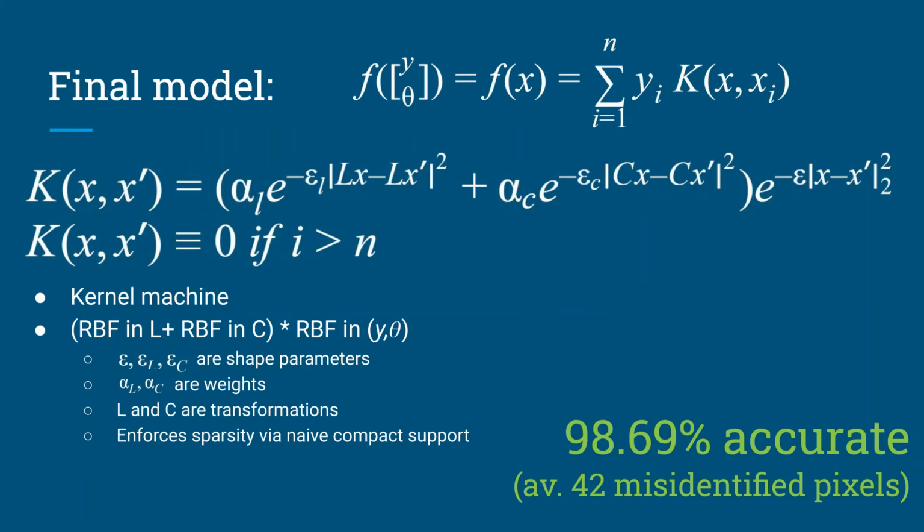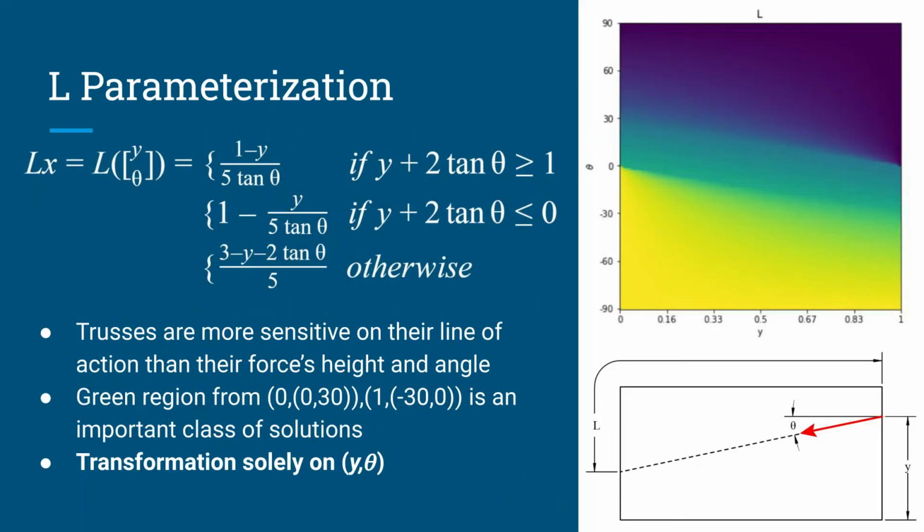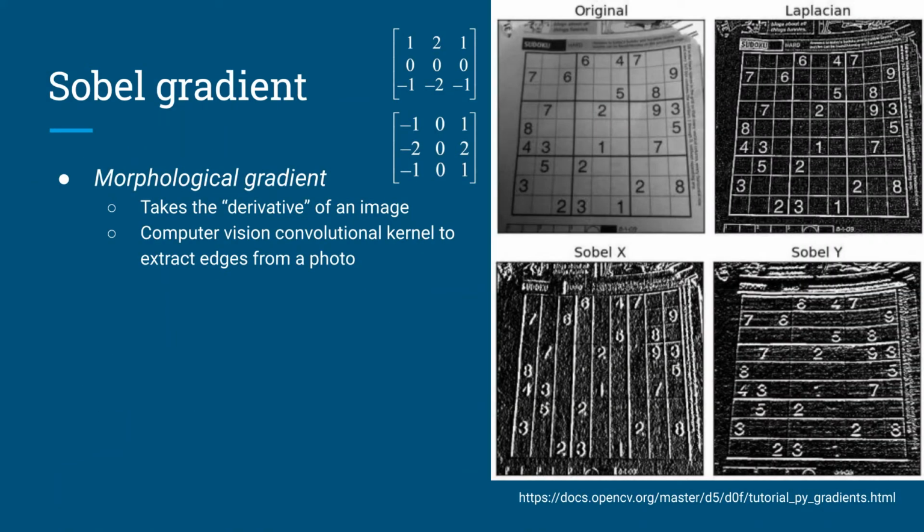ways around this. The L parameterization is a change of coordinates that more directly addresses the line of action of the force vector. I found that trusses depend more, and are more sensitive, on where this line of action hits a supporting wall. Before I explain the C parameterization, I want to show you what a Sobel gradient is.